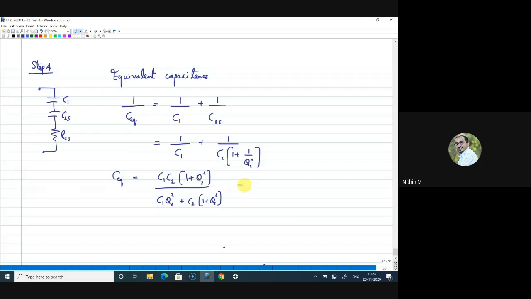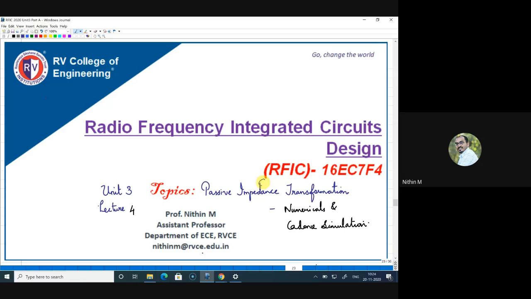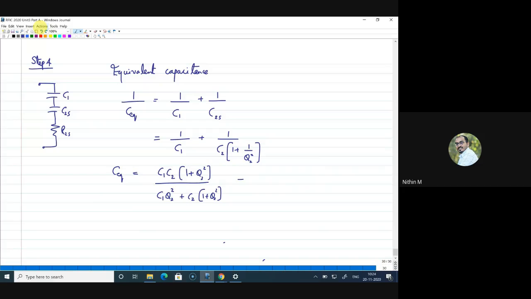I can take 1 plus Q2 square common. So in that case, you can write this as C1 C2 by C1 plus C2 into 1 plus Q2 square. What I'm doing here is just giving an assumption: if Q2 square is larger than 1, I'm neglecting this 1, and I'm writing this as this divided by Q2 square.